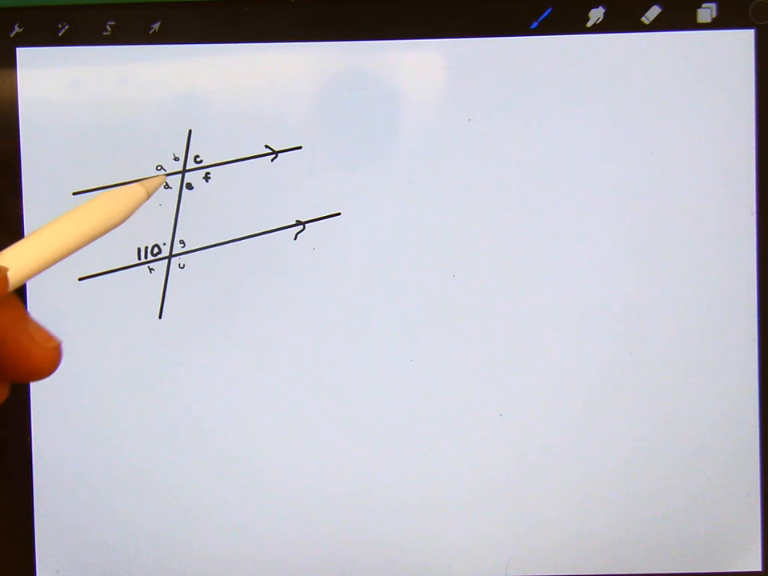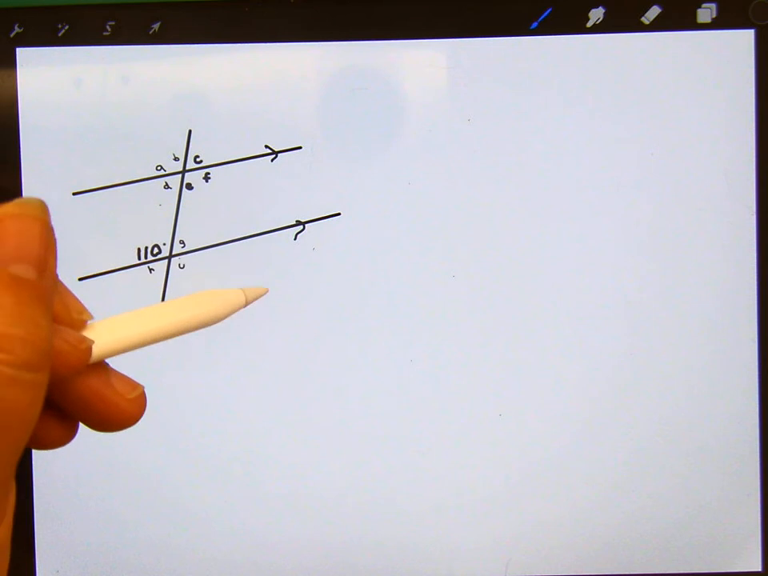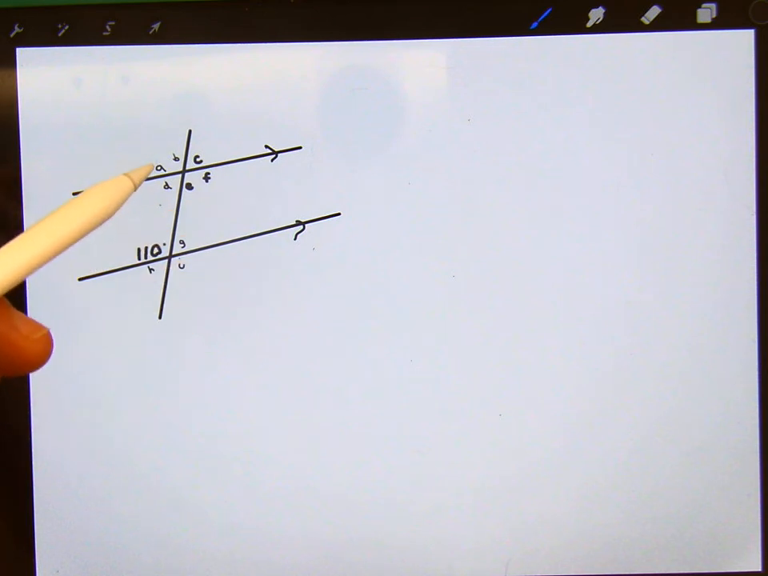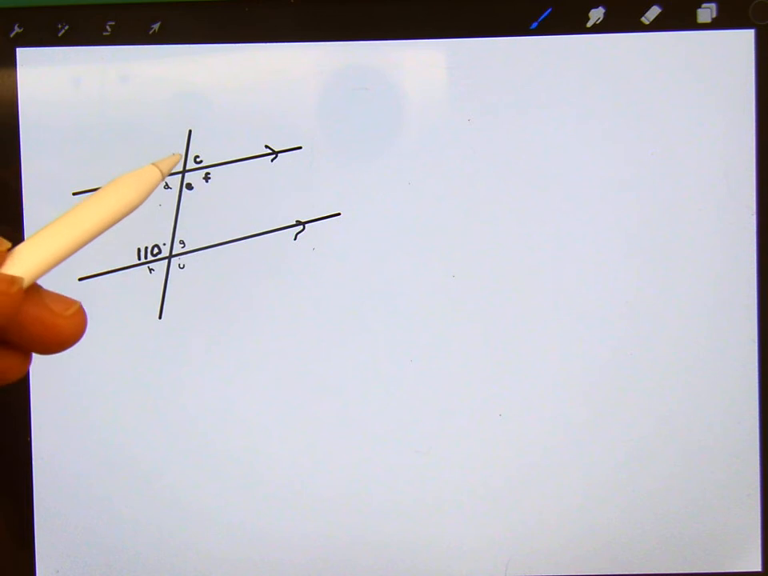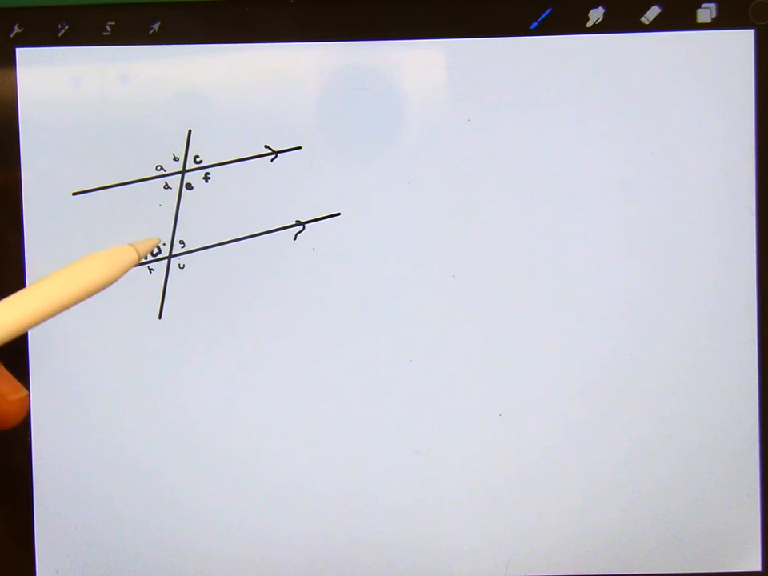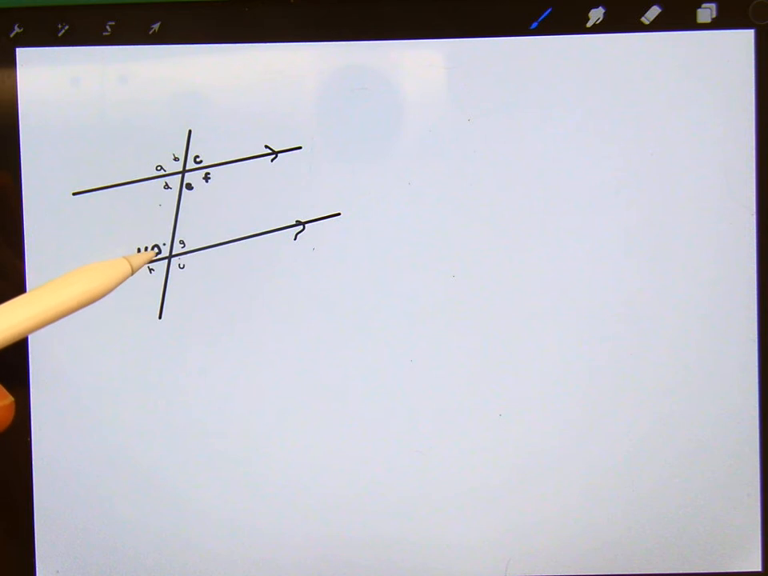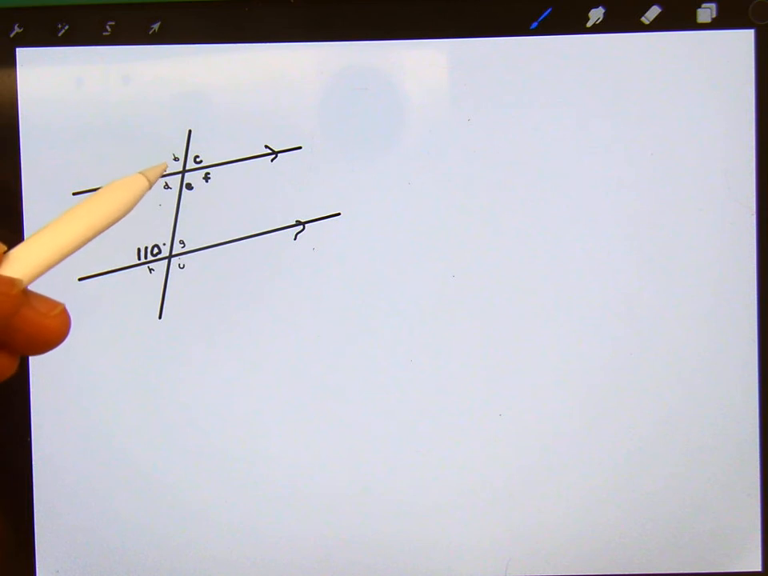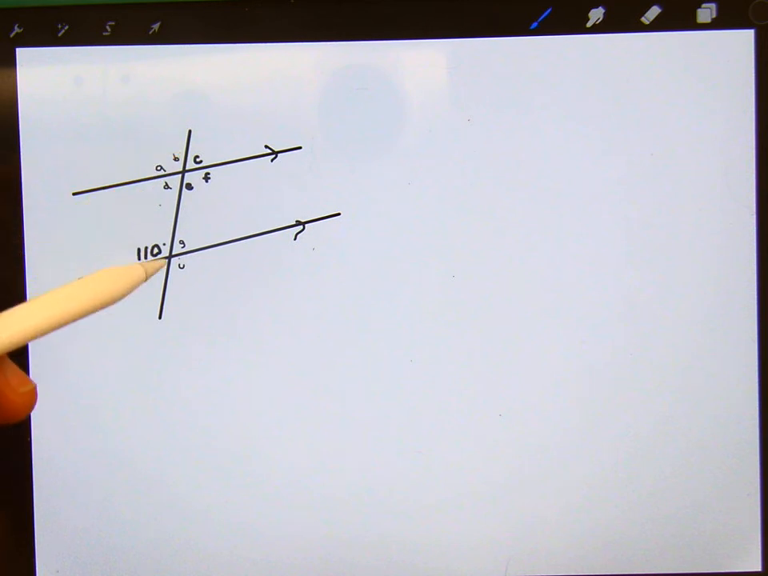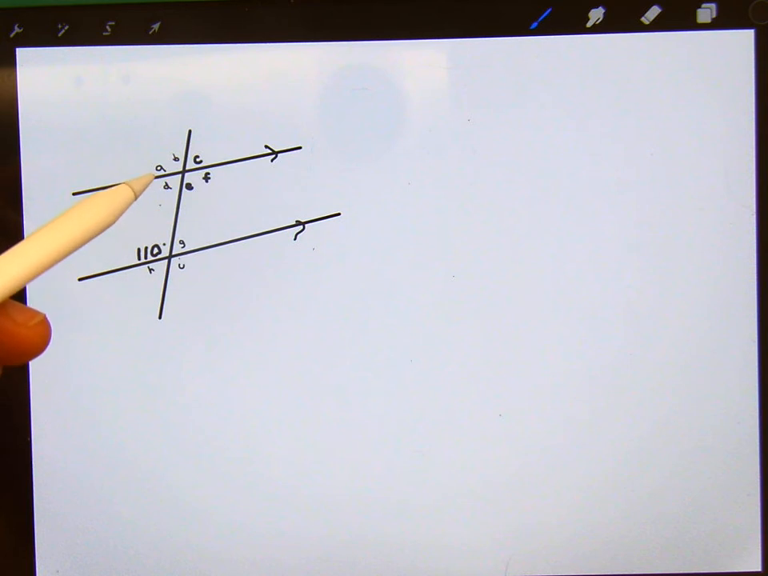Now if you notice up here I have A and B, because that's technically where that other transversal cuts through. So what operation do you think you could do to A and B if this is 110 degrees here? What type of angles are these, this one here and this one here? Well, those are called corresponding. So A plus B must equal 110, or 110 minus A would give you B, and 110 minus B would give you A.